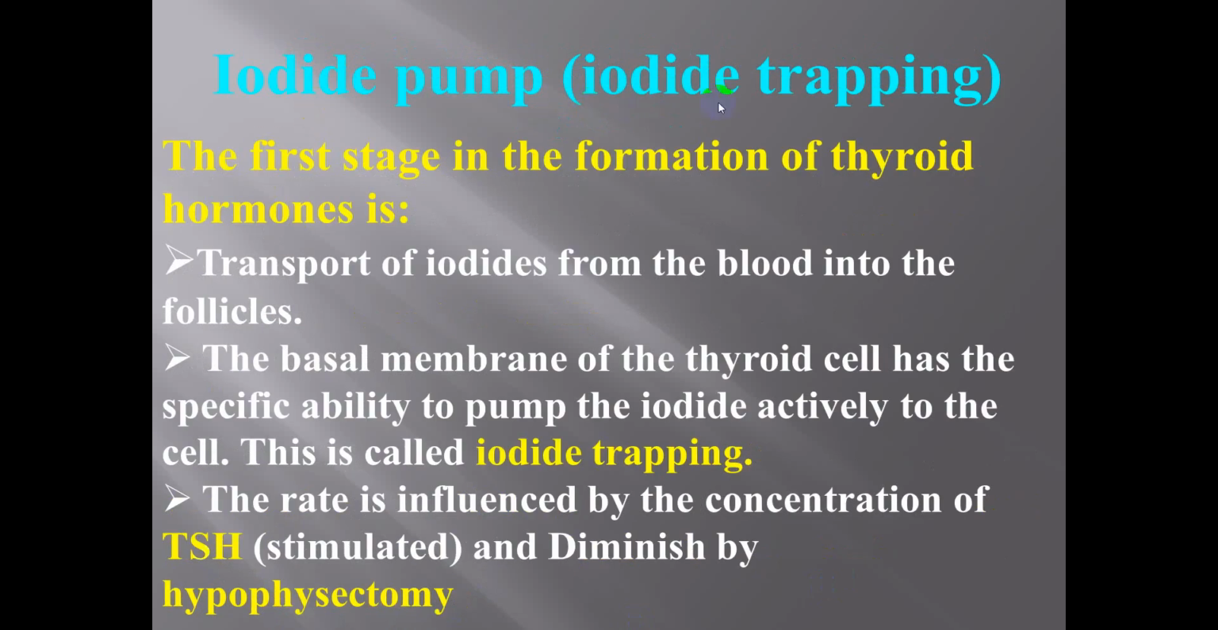Iodide pump or trapping. The first stage in the formation of thyroid hormone قلنا يحتاج transport of iodide from blood into the follicle. إذا هو comes from food to the intestine or GIT, absorption to the blood, then from blood to the follicles. Okay, هياخد البلد للثيرويد gland. The basal membrane of the thyroid cell has the specific ability to pump the iodide actively into the cell.